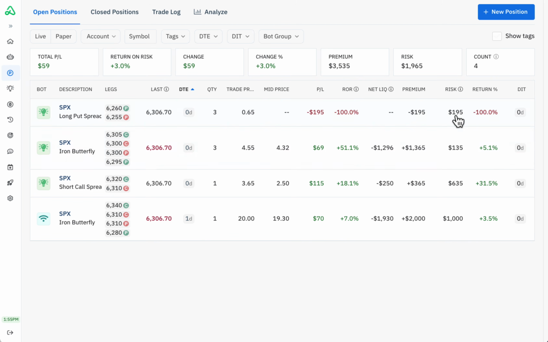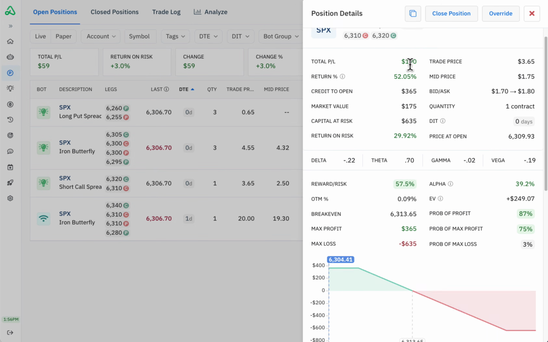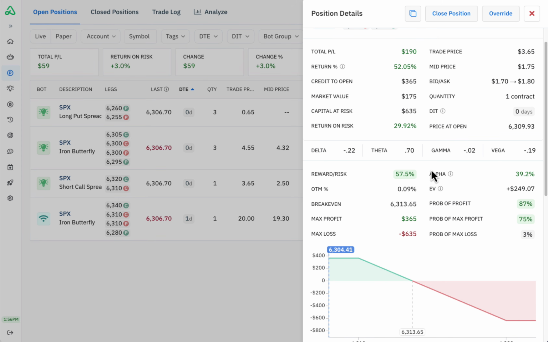So what I did at that point was I looked at my positions that I had open, and I am risking approximately $320 or $330 on these two positions I had opened earlier in the day. And the idea was to hedge both of those positions by opening this short call spread here at the 6,310 strike, with a max profit of $365.